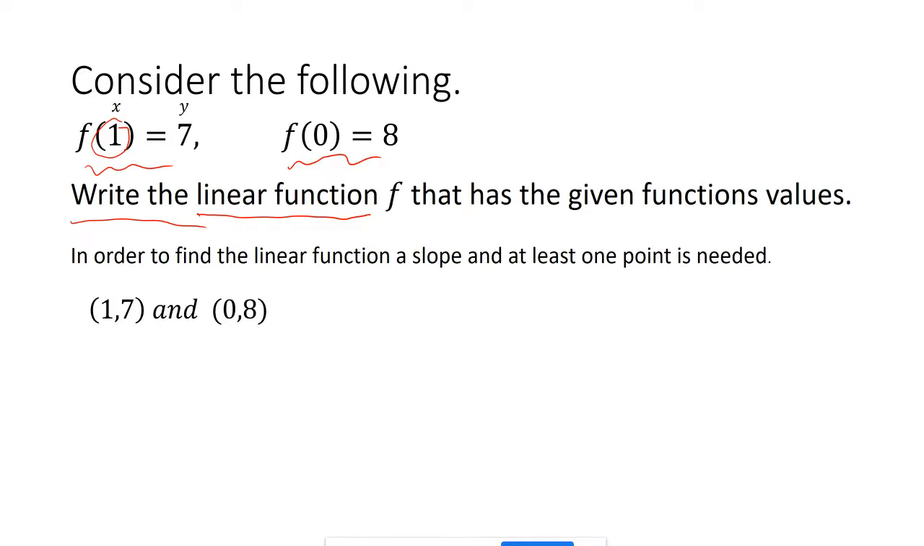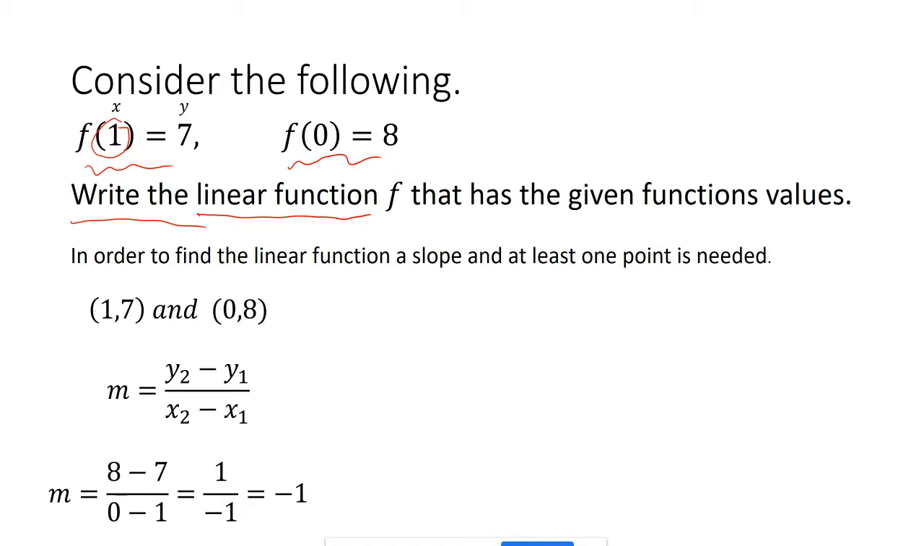So now that I know my points, we can find the slope, and we can use the slope formula, which is y2 minus y1 divided by x2 minus x1. So we can label our points. We can call this x1, y1, x2, y2. So our y2 here is 8, our y1 is 7, our x2 is 0, and our x1 is 1. 8 minus 7 is 1. 0 minus 1 is -1, so we get m equals -1.